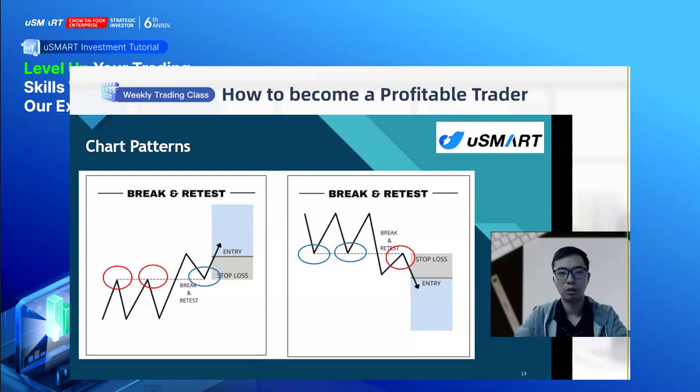So you all just take this as a theory lesson and then slowly understand it. And maybe when you all have time, you go back, look at the chart, and then practice yourself.